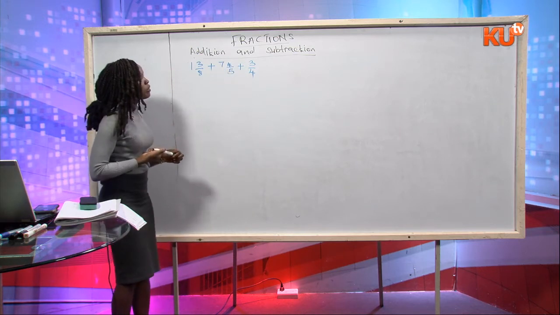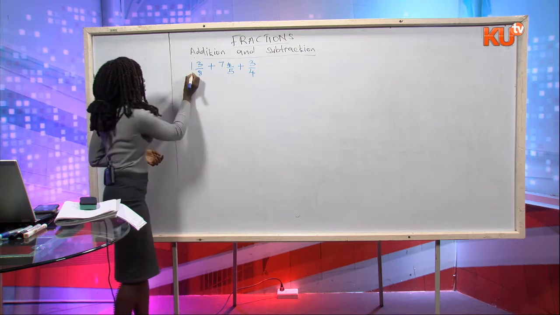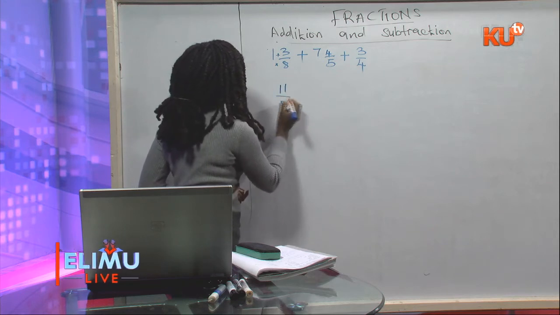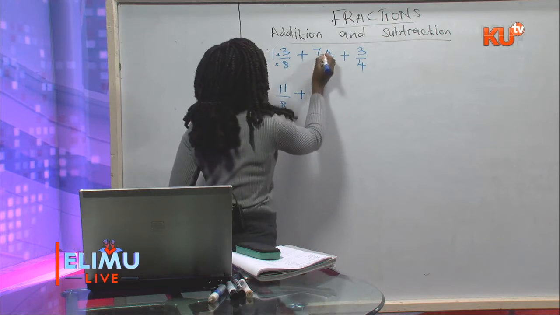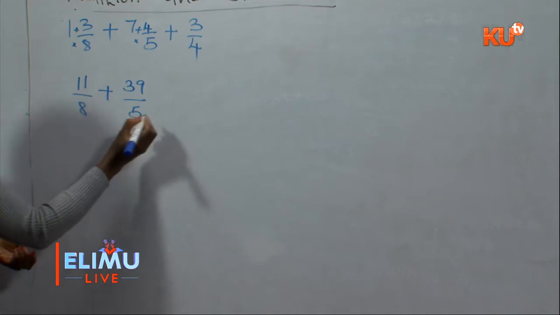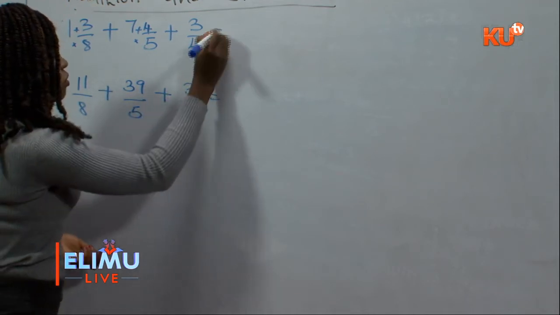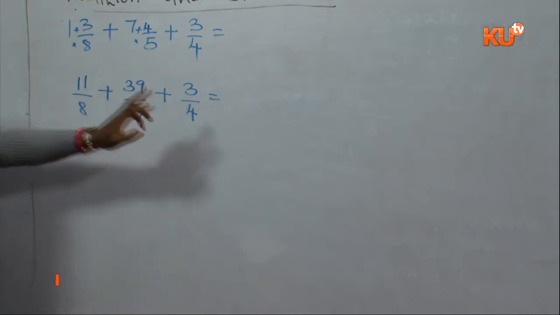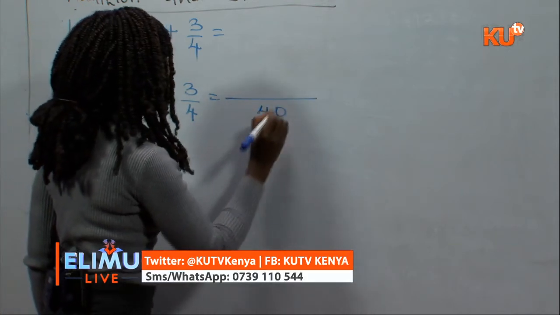So we change the mixed fractions to improper fractions. 1 times 8 plus 3, we get 11/8, plus 7 times 5 is 35, 35 plus 4, we get 39/5, plus 3/4. So we get the LCM of 8, 5, and 4. The LCM of 8, 5, and 4 is 40.